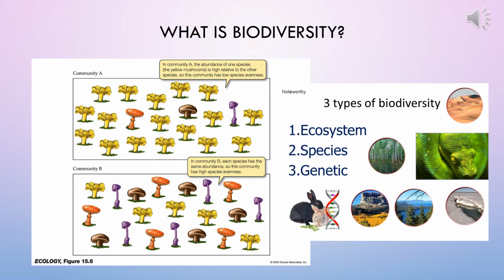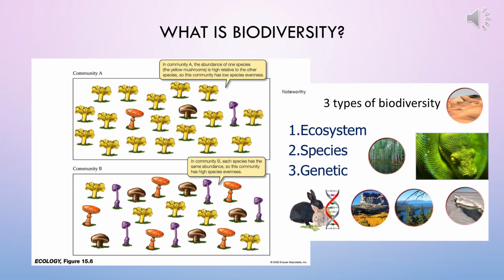Diversity is the measure of the number and types of organisms or components in a particular area. Biodiversity is important because the more variety of organisms, ecosystems, and genetics that you have in an area, the more likely that area is to survive catastrophic events.